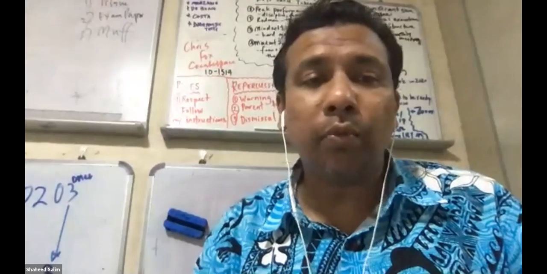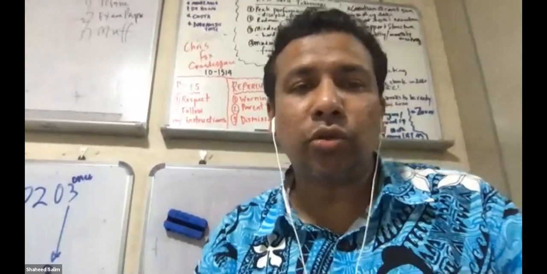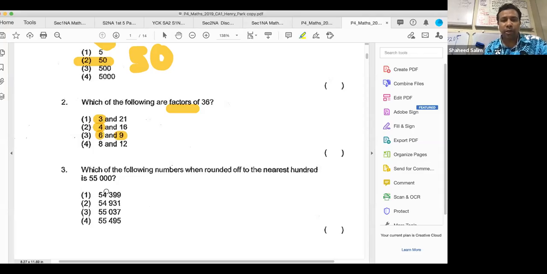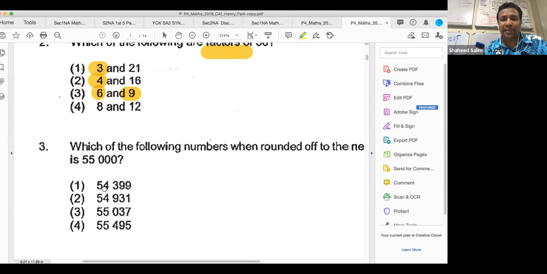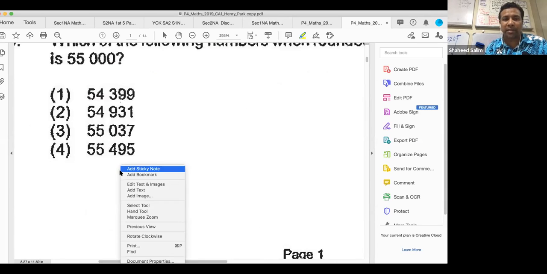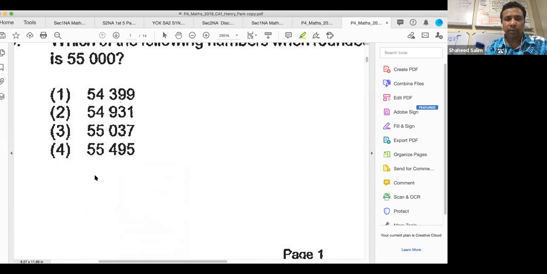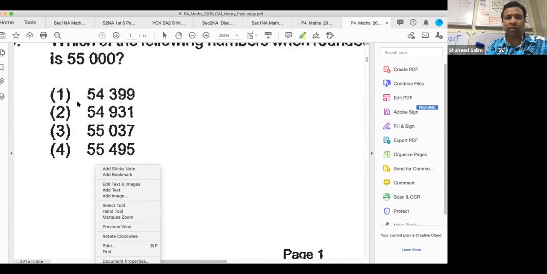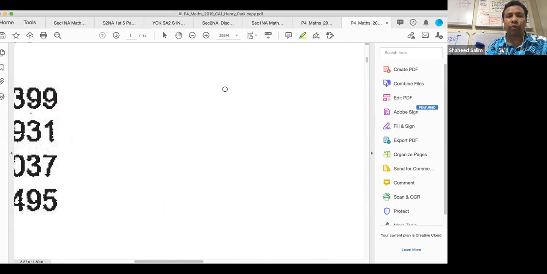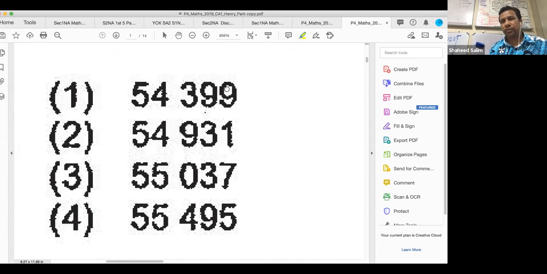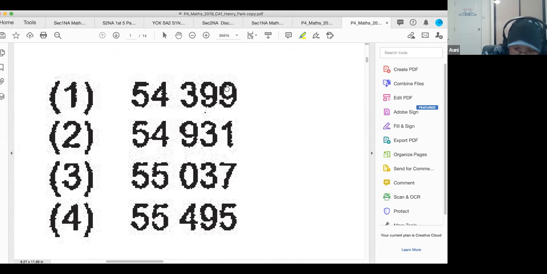Okay, now what we're going to do is I want you to try this one, to the nearest 100. All of these numbers here. Can you see all these 4 numbers? Can you round off to the nearest 100? All of them. Later we'll go through. You can do this, okay?